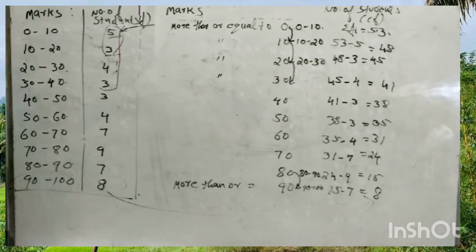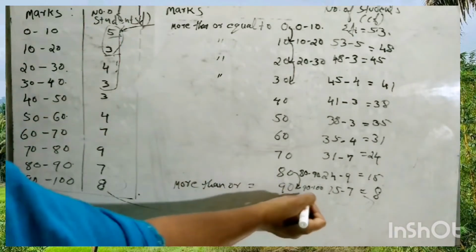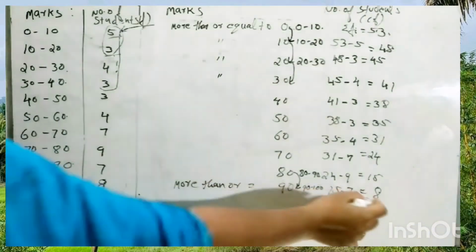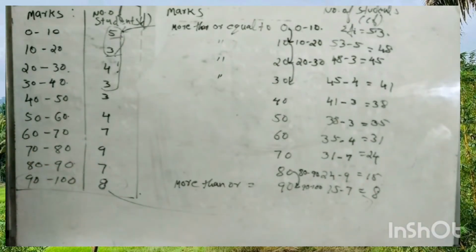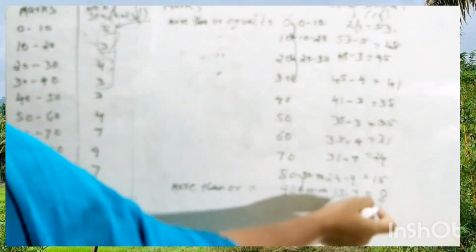Okay, so class intervals we got. And now we need to get the original frequency. This is the cumulative frequency of the more than type. So for the last class, the same frequency we will have. In the less than case, the first frequencies are equal, but in the more than case, the last frequencies are equal. So these two values are equal.